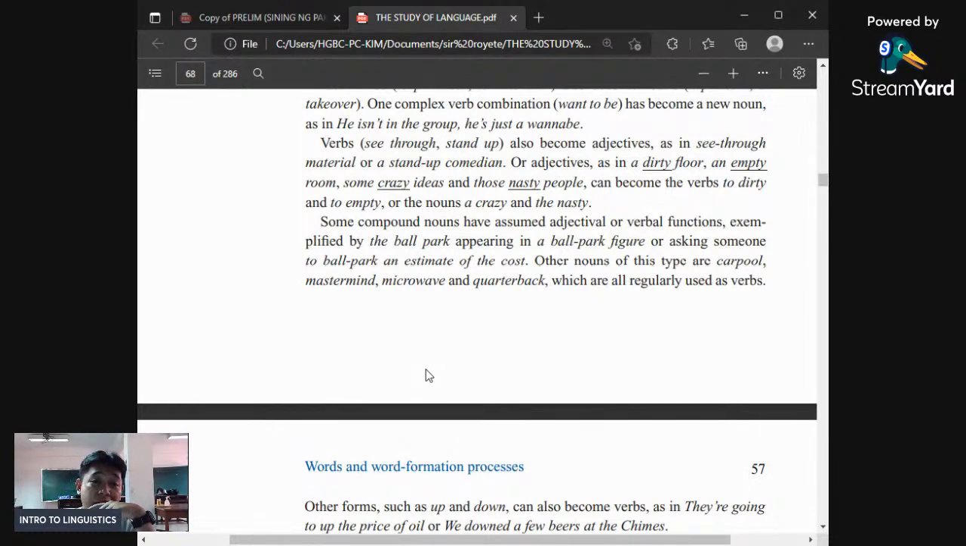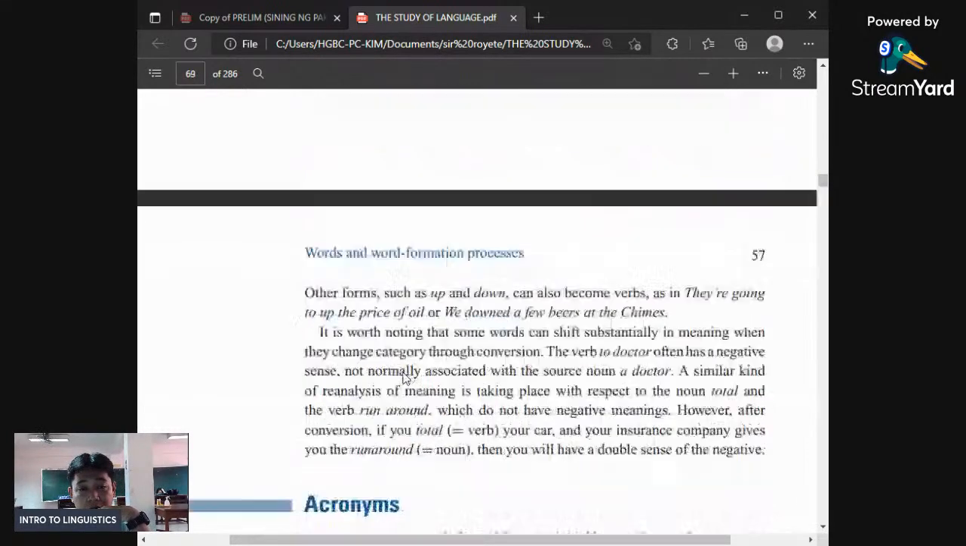So, some compound nouns take on adjective or verbal functions, exemplified by the ballpark, appearing in a ballpark figure. To ballpark, an estimate of cost. We also have carpool, mastermind, microwave, quarterback, which are all regularly used as verbs, but pwede rin siyang gawing noun. Other forms such as up and down can also become verbs. They're willing to up the price of oil, or to down a few beers.